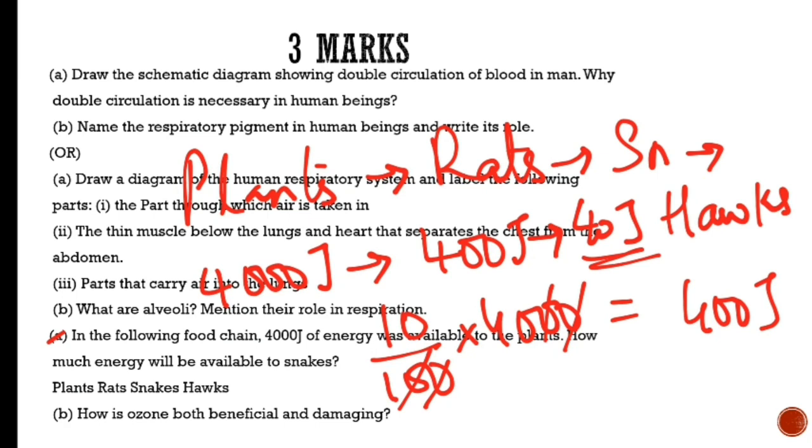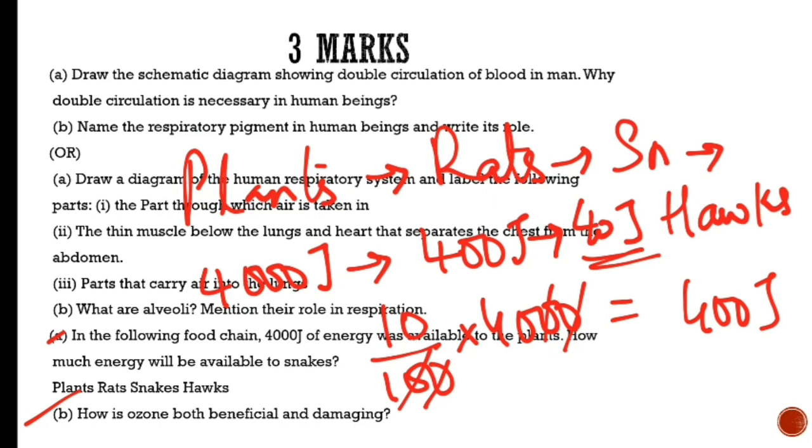Okay, so the answer is 40 joules. Moving on to the next question. How is ozone both beneficial and damaging? So ozone is a very protective layer. It's a protective layer that is present in the atmosphere. Okay, and mention which part of the atmosphere it is present in.